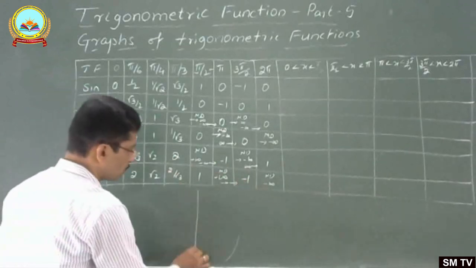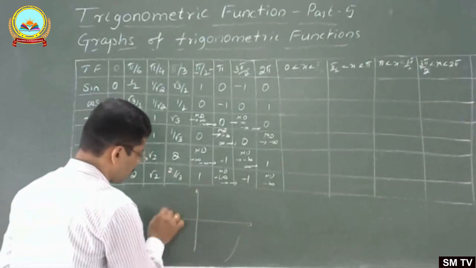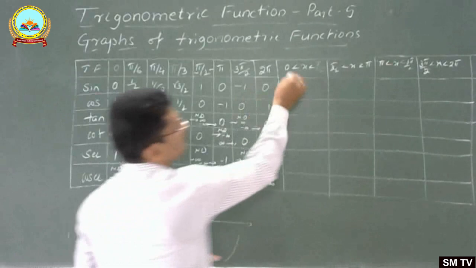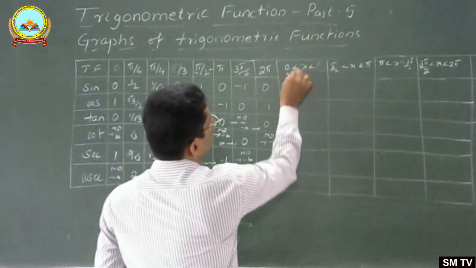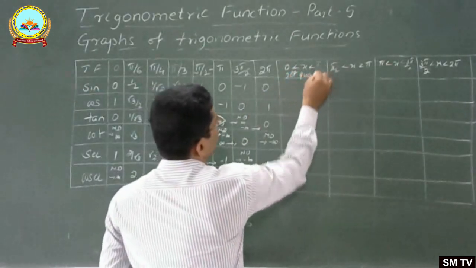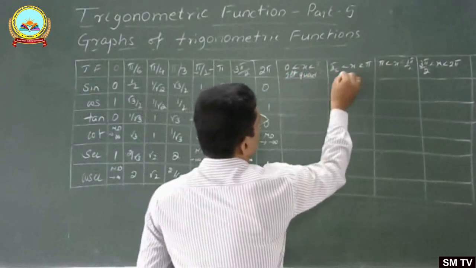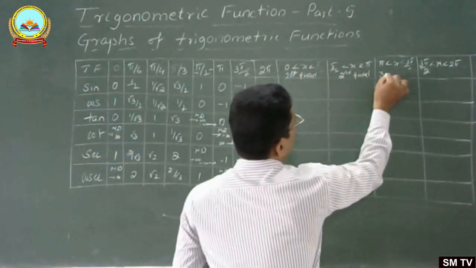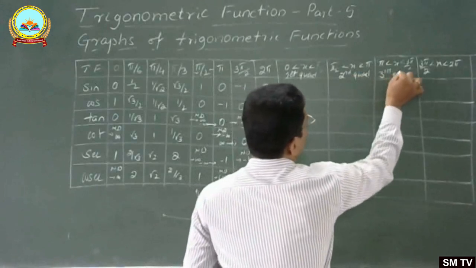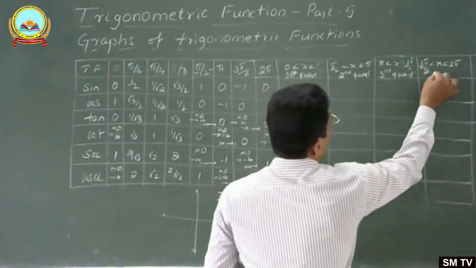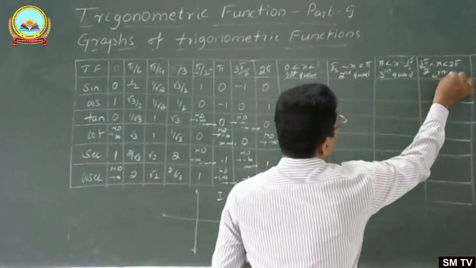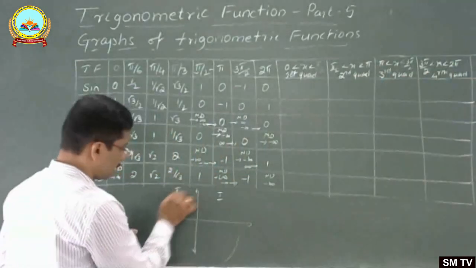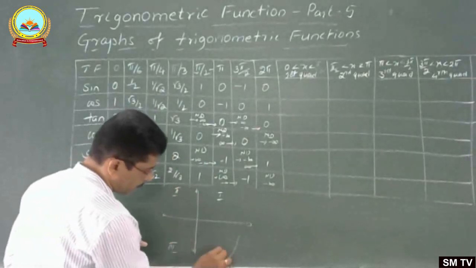And also you know the signs in different quadrants. 0 to pi by 2 is said to be the first quadrant. Pi by 2 to pi is the second quadrant, pi to 3 pi by 2 is said to be the third quadrant and 3 pi by 2 to 2 pi is said to be the fourth quadrant. First quadrant, second quadrant, third quadrant and fourth quadrant.